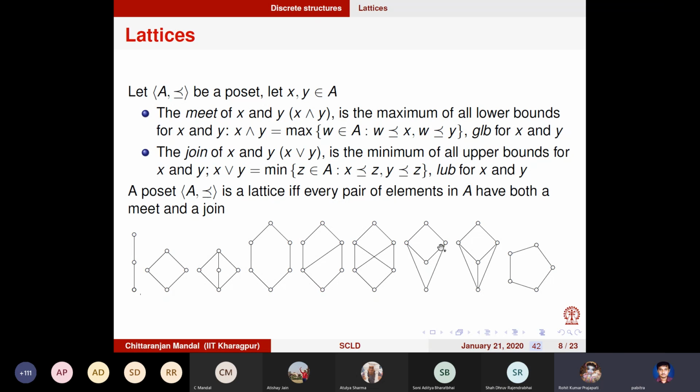So what is the lower bound set of this one and this one? This one and this one. What is the lower bound set of this one and this one? You go from the bottom, the second level, and the third level, anyone from the third level. Do they have a lower bound set?